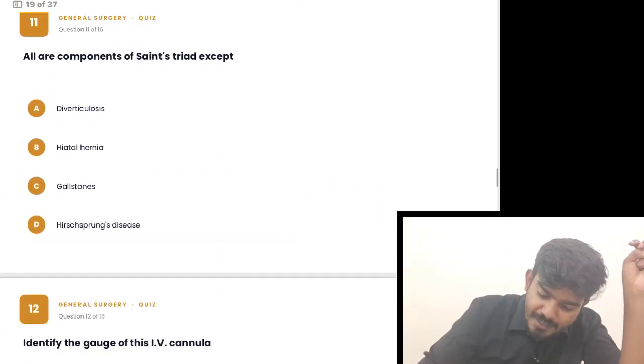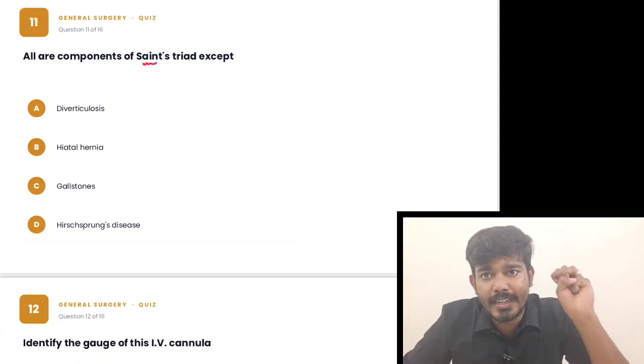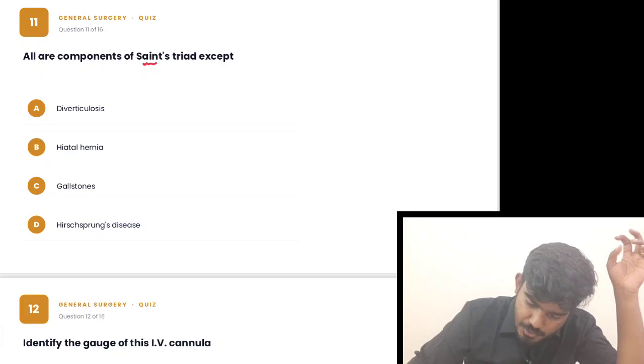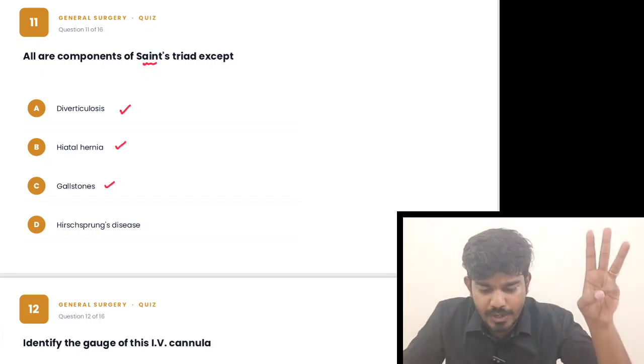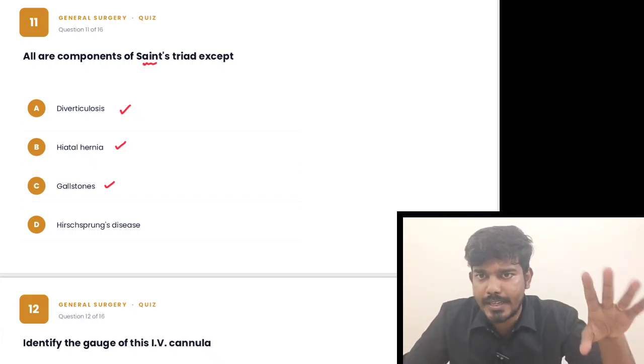All are components of Saint's triad. Okay, what are the components of Saint's triad? Gallstones, hiatal hernia and diverticulosis. These 3 are components of Saint's triad. Jeshvin disease is not a component of Saint's triad.